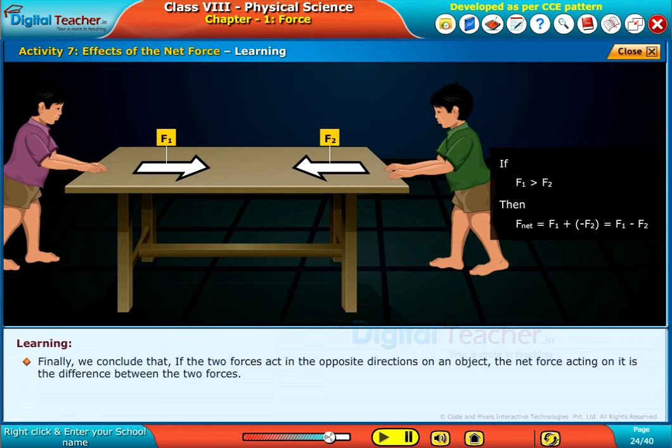Finally, we conclude that if the two forces act in the opposite directions on an object, the net force acting on it is the difference between the two forces. The object at rest moves in the direction of the net force acting on it.